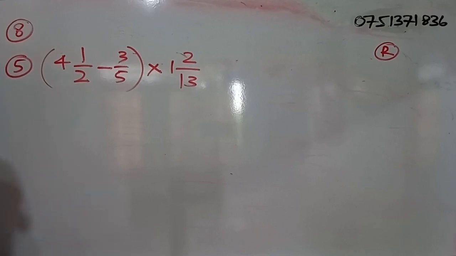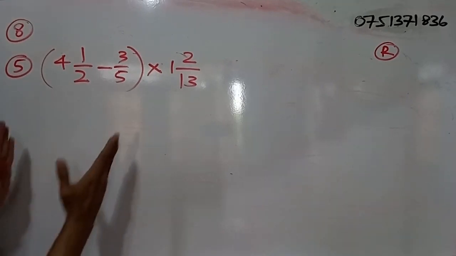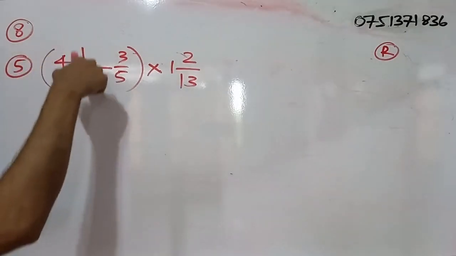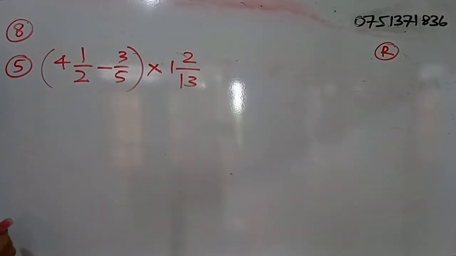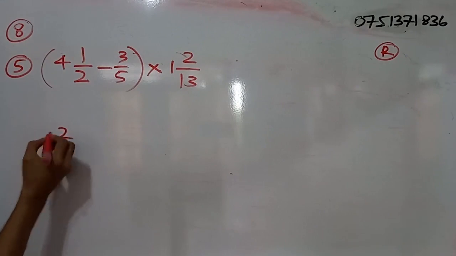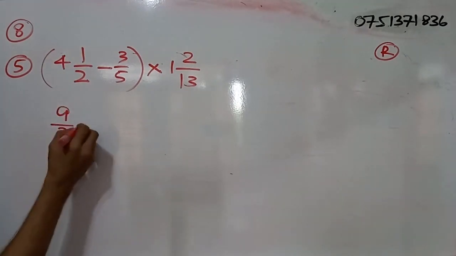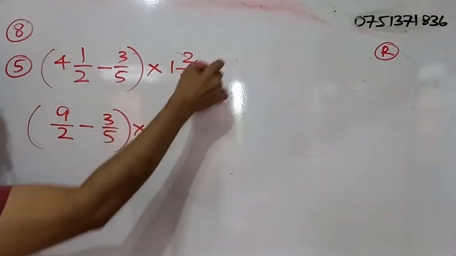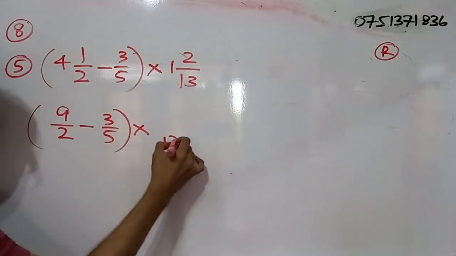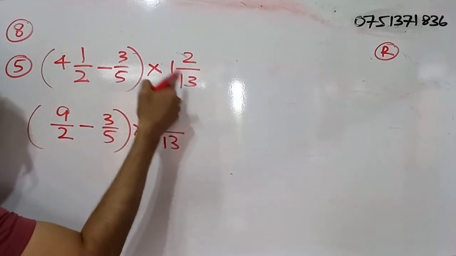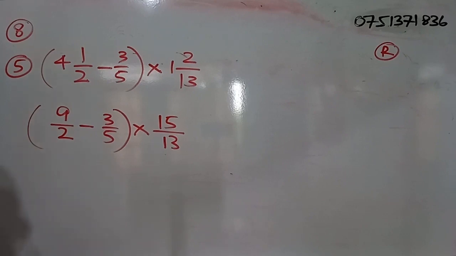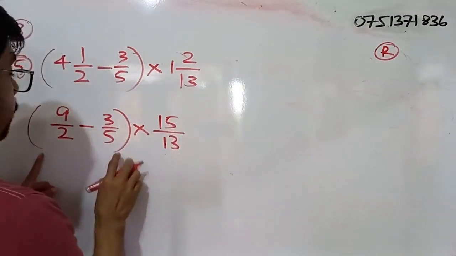So just as before, using the BODMAS rule, we have to simplify the bracket first, right? So here what do we have? We have to convert this mixed number into an improper fraction. So the denominator will be 2 and the numerator will be 9. So minus 3 by 5. Still we are inside the bracket, and also we can simplify this. So the denominator will be 13. 13 times 1, that is 13. 13 plus 2, that is 15. Right. Okay. So we have to simplify the bracket now.